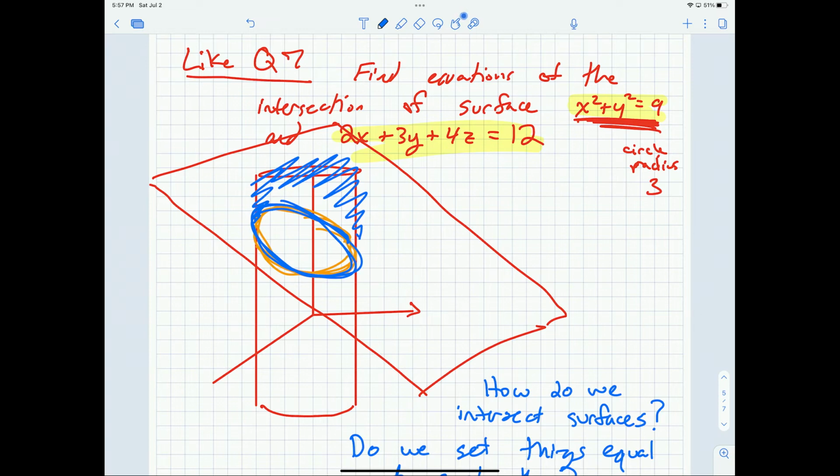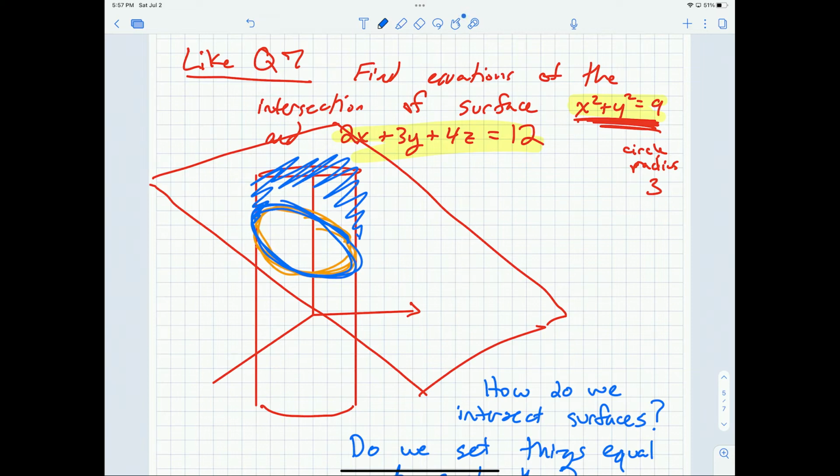This is killing me here. Hold on. 0 to pi. It's going in cosine and sine. All right. And then the z can go from, I don't know, -5 to 5. Right. So that's just the cylinder, right?